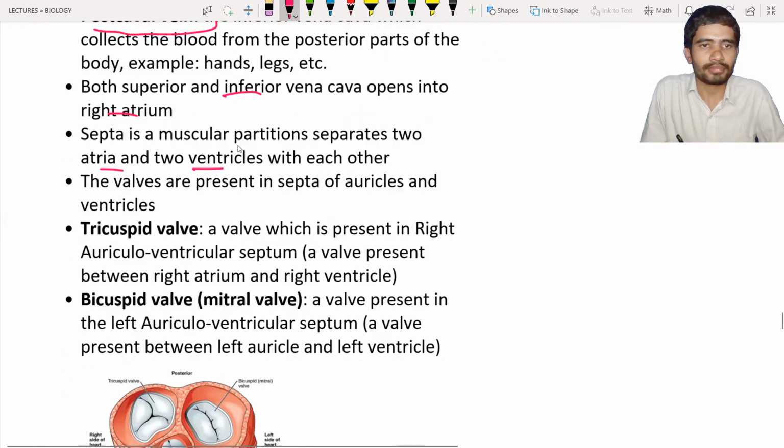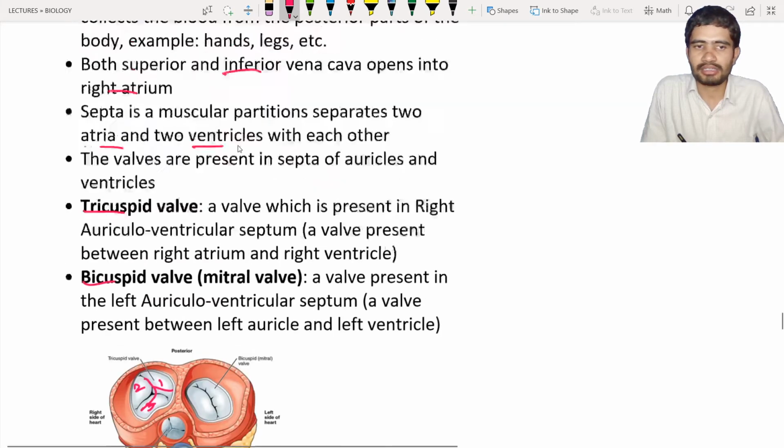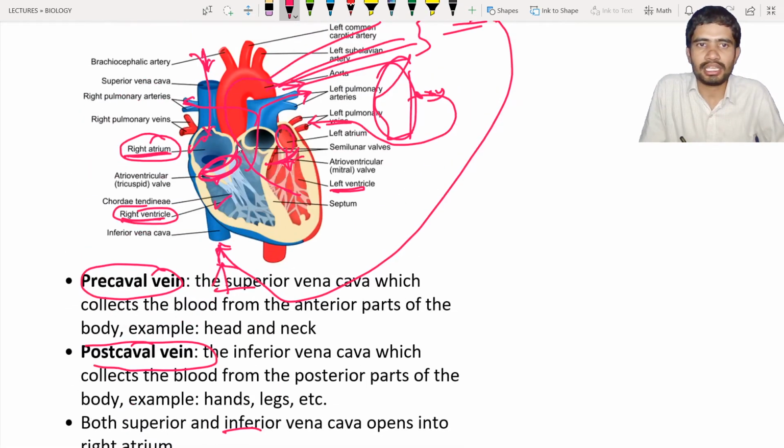Okay. And what are those valves? There are two types of valves in the septum, the tricuspid valve and the bicuspid valve. The tricuspid valve, that you can see here, looks like a cusp or flap-like structure. How many are there? Three. Tri means three. Here you can see the three flap-like structures. These are known as tricuspid valves. The tricuspid valve is present here, between the right atrium and the right ventricle.